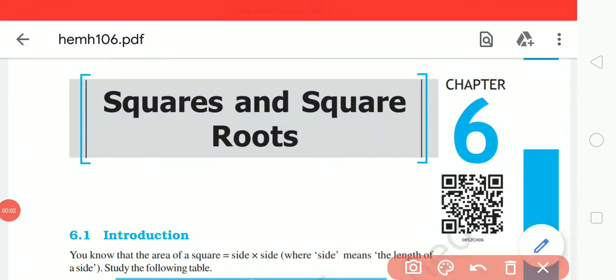Hello everyone, today we are going to start chapter number 6, squares and square roots.